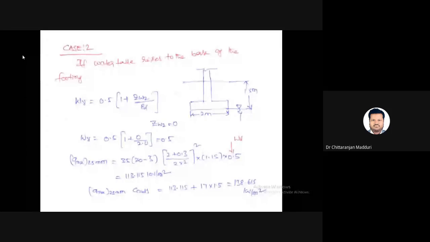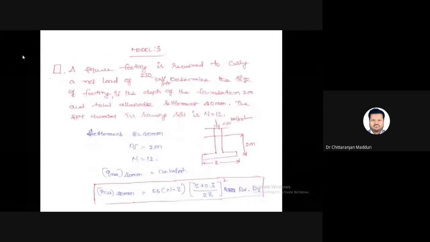So model 3: a square footing is required to carry a net load of 230 kN per meter square. Determine the size of the footing if the depth of the foundation is 2 meters and the total allowable settlement is 40 mm. The SPT number in sandy soil is N equal to 12. The settlement is 40 mm, the depth of the footing is 2 meters, and the corrected SPT number is 12.